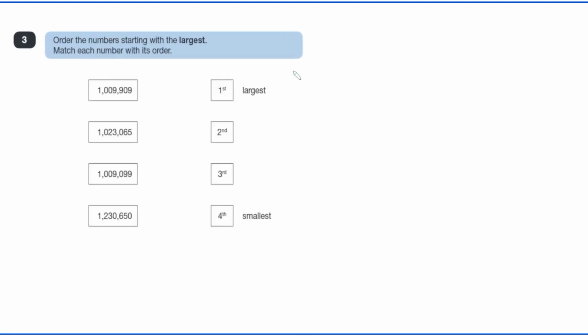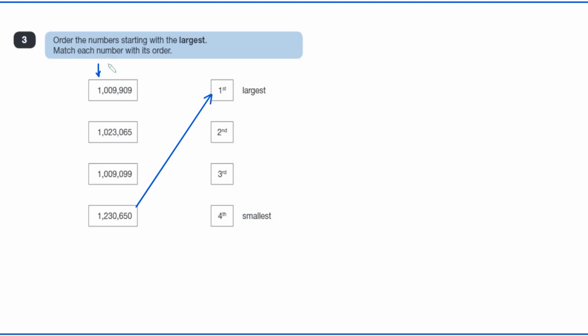Question number 3, order the numbers starting with the largest, match each number with its order. Largest is the first one, so we need to check the numbers on the left hand side. The left hand side, everyone has the digit 1. Then the next one, 0002. So this number is the highest or largest number. So we are connecting this and this.